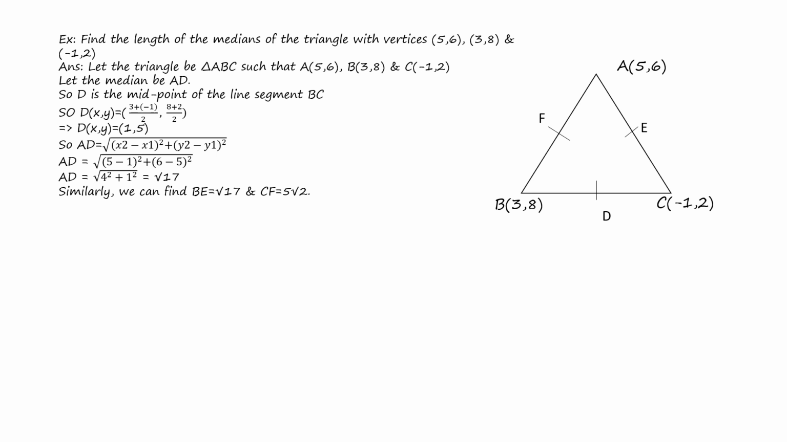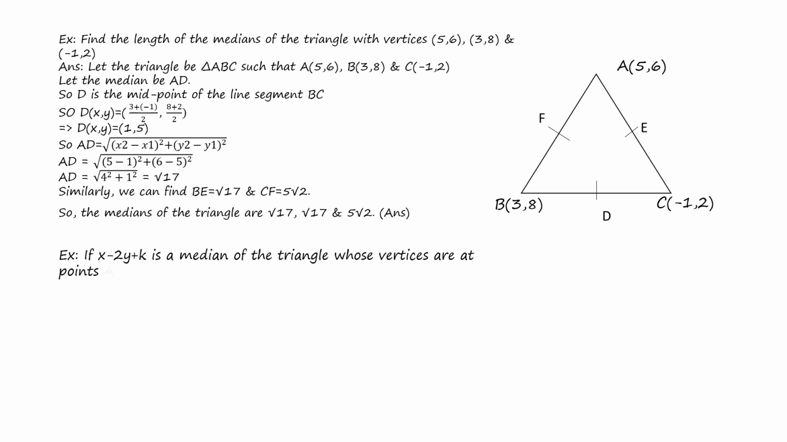That means the median AD is root 17. Similarly, we can find BE equals root 17 and CF equals 5 root 2. So the medians of the triangle are root 17, root 17 and 5 root 2. That is the answer.